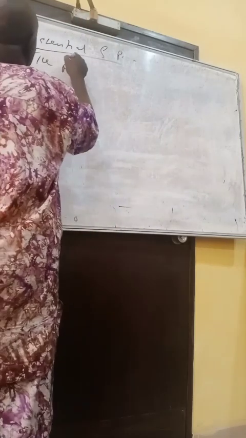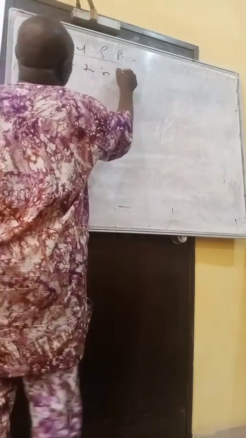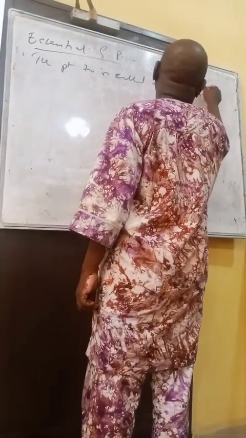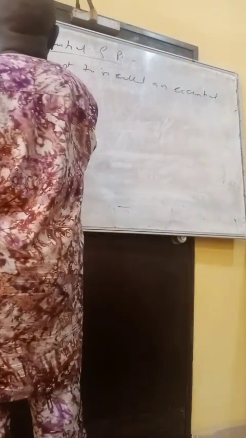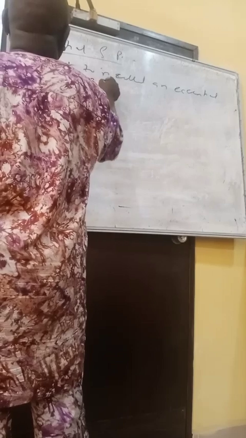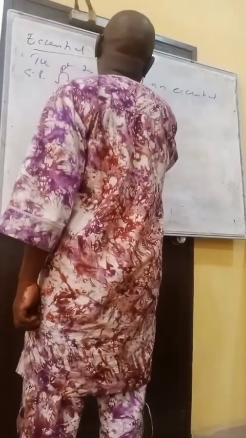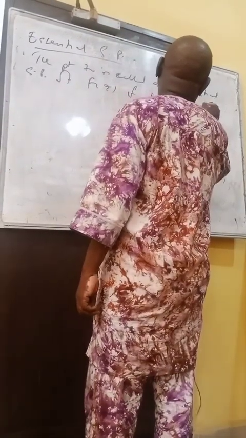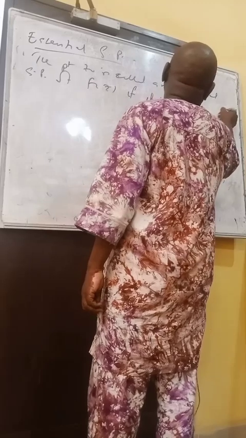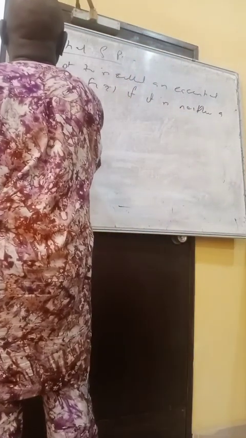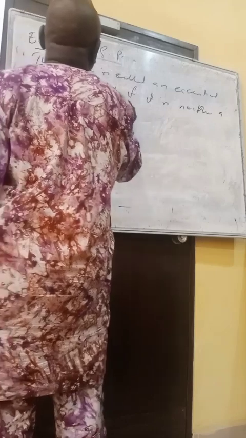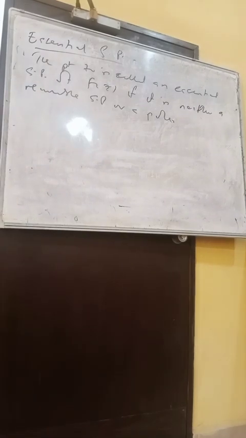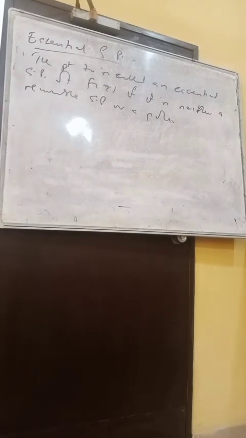The point z naught is called an essential singularity point of f of z if it is neither a removable singularity point nor a pole. So if a singularity point is not removable and is not a pole, then it's an essential singularity.